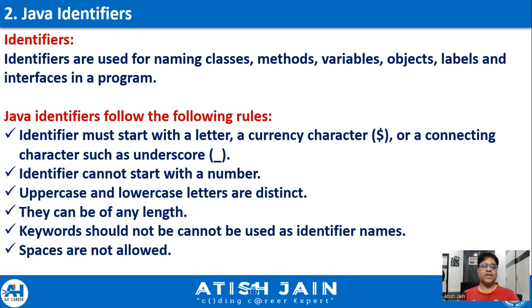And these identifiers can be of any length. And remember, keywords should not be used as identifiers. And spaces are not allowed in between the identifier names. Like if you want to write total marks, then you should not write total space marks. You have to write totalMarks completely.